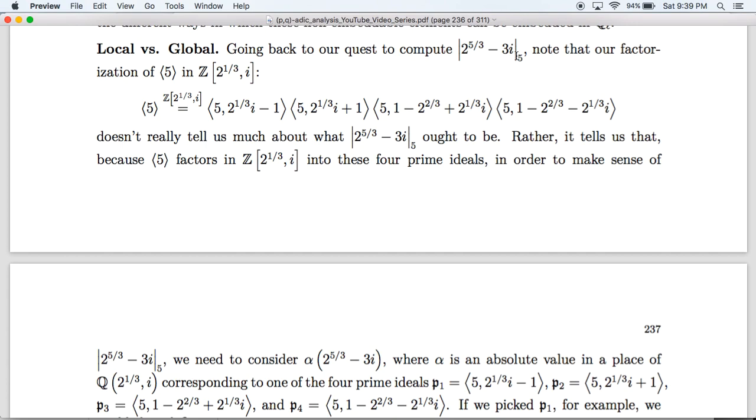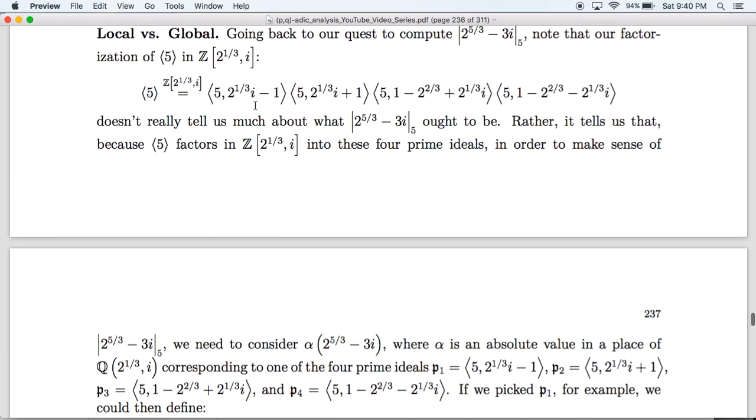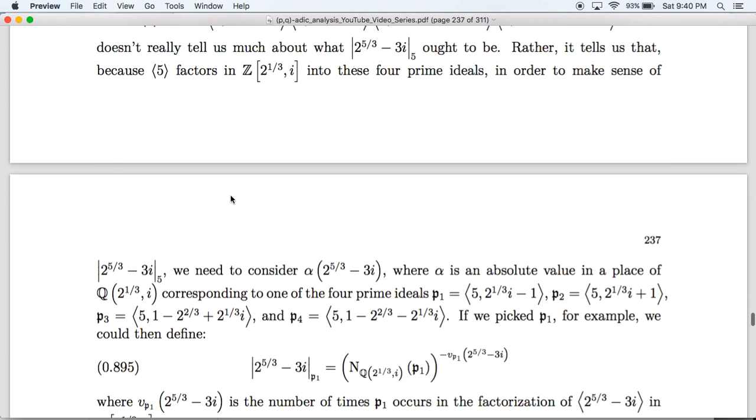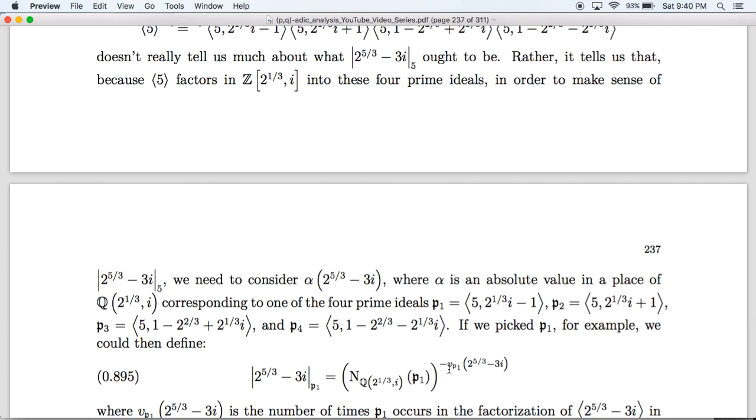So rather than considering the 5-adic absolute value, what we ought to consider would be one of the various absolute values associated to the valuations associated to these individual prime ideals. We'll call these P1, P2, P3, and P4. So for example, if we picked P1 as the prime ideal we wanted to work with, then we would write that 2^(5/3) minus 3i has a P1-adic absolute value of the norm of P1, in this case, because ideal norm, to the power of -1 times the number of times P1 divides this quantity in this ring.